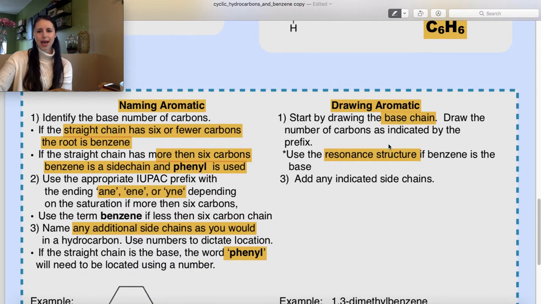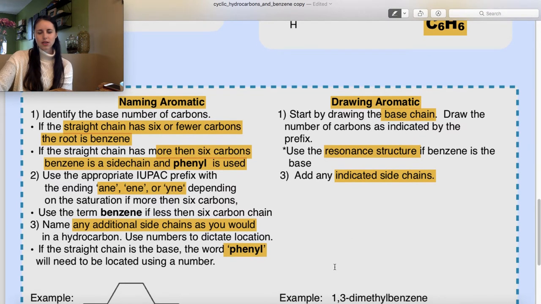At the end, you're going to add any indicated side chain. Our last step is always to saturate. However, remember this is just applying to side chains. So let's take a look at an example here.